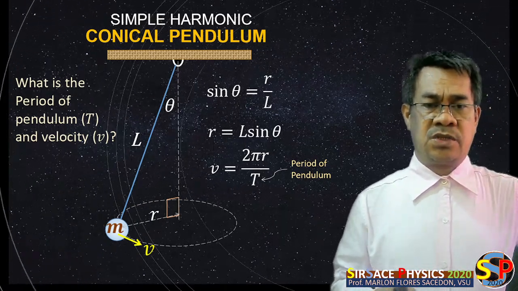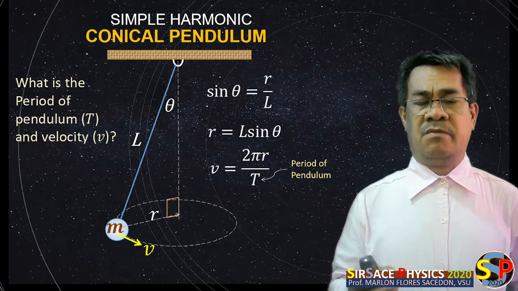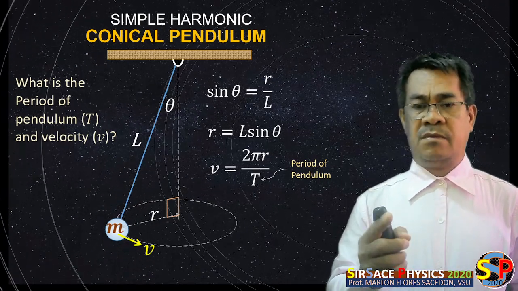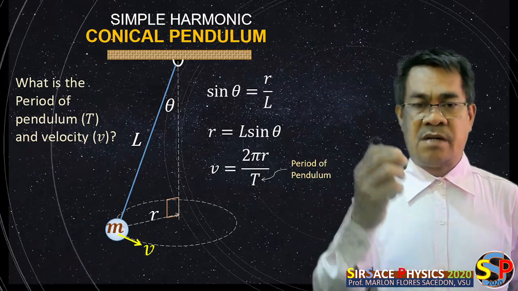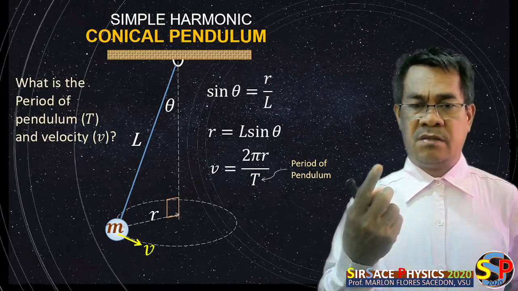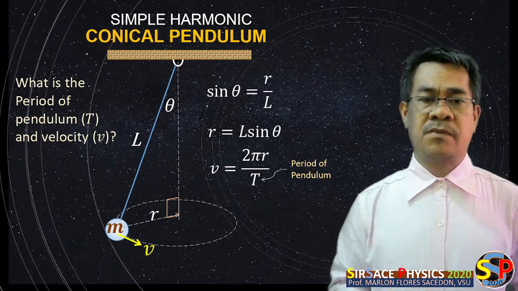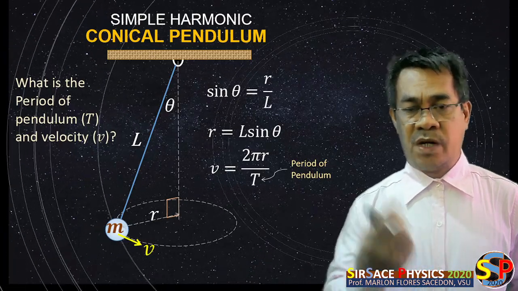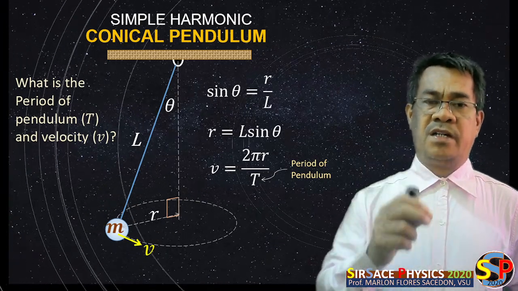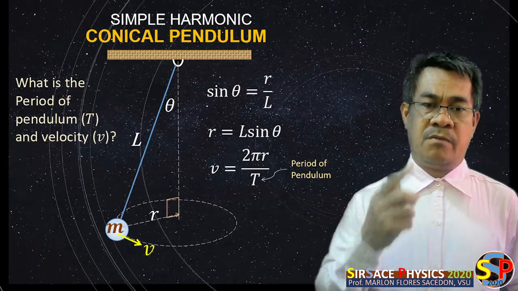If we are trying to solve for the velocity while rotating along the curve, remember that velocity in kinematics is the displacement over time. And the displacement of the mass m is the circumference of the circle, which is 2 pi r, divided by the time, which is the period. We call it a period because it starts from there and ends at the same point. So it is the period of the pendulum, one complete revolution. So 2 pi r divided by T is the velocity, which means that the velocity can be computed if we have r and we have T.